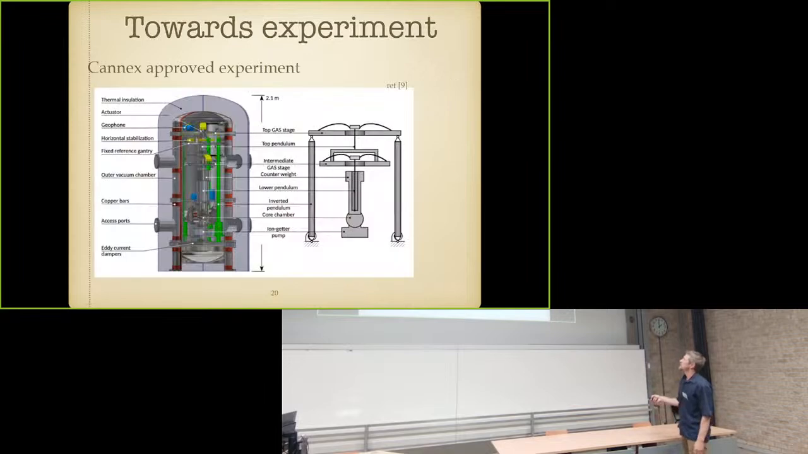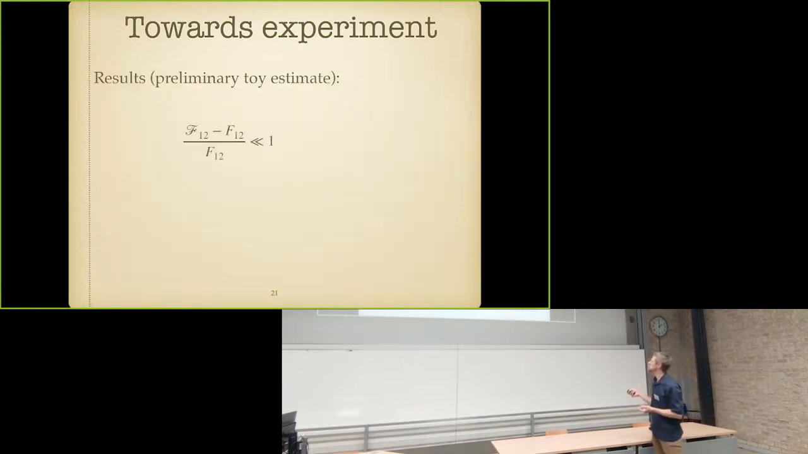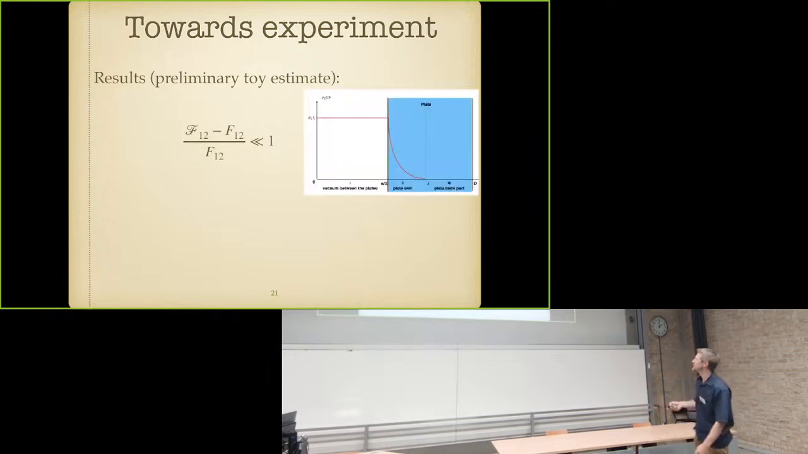Here we go. The experiment of my colleagues is called CANEX. It has been approved this year, so it will be built. And it's so precise that it can measure both the Casimir force and the Newton force. And then you can ask, okay, do we see the Newton force as usual, or do we see a deviation from that? And from that, you can draw conclusions on these parameters. So what we now impose, since it's not measured yet, is that the curly F and the usual F is a small correction. It must be smaller than one.